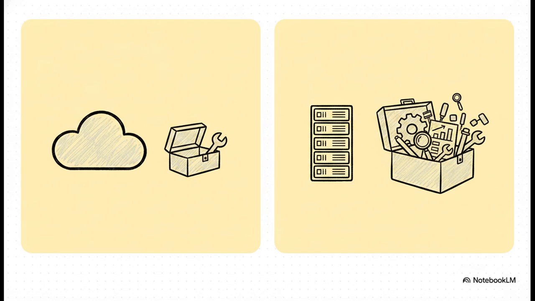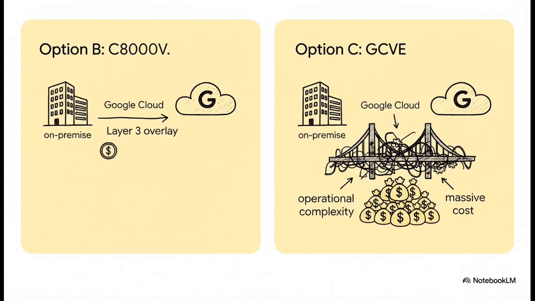On the other side, you've got the Cisco C8000V, a virtual appliance that brings the full, powerful IOS XE feature set that you already know and love right into the cloud. Then you have the other end of the spectrum, option C, Google Cloud VMware Engine, or GCVE. Now, this is the one and only way to get true Layer 2 extension into the cloud, which lets you do things like vMotion workloads without changing a single IP address. But, and this is a big but, this comes with a massive price tag and a ton of operational complexity. You're essentially running a whole parallel network stack with NSX-T.